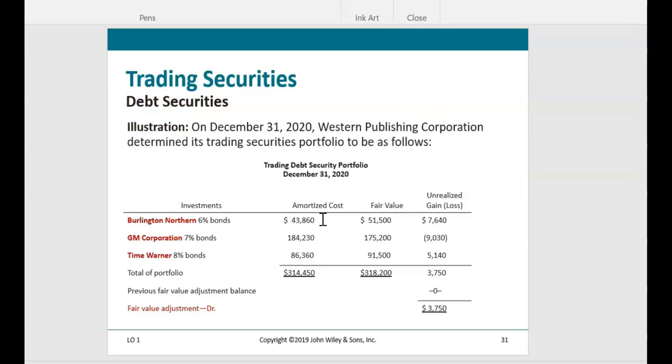Let's take a look at an example. Here is a company, Western Publishing, that has a portfolio of 3 debt investments. We see the amortized cost, we're given the fair value, and we have no beginning balance in the fair value adjustment account. So we can see that fair values are $3,750 higher than amortized cost. So this will lead to an unrealized gain that will flow right through net income.